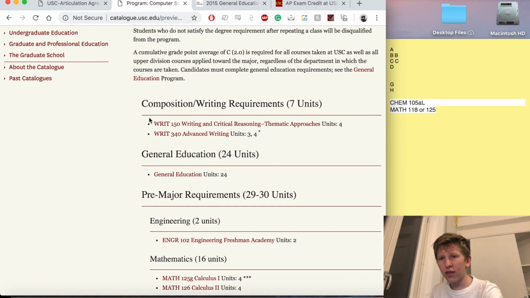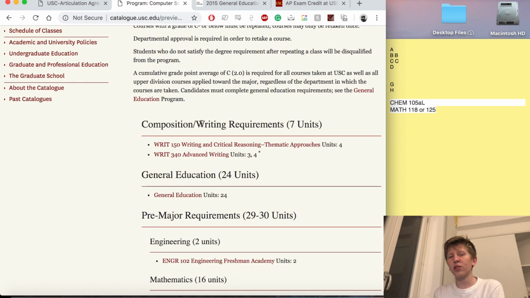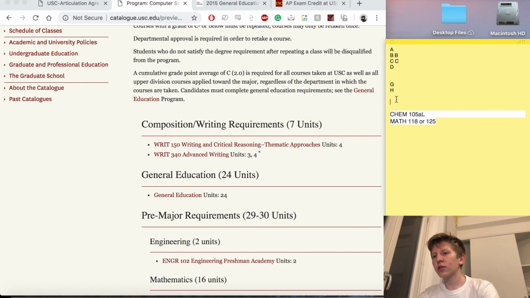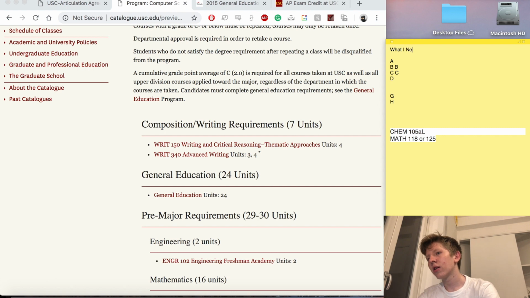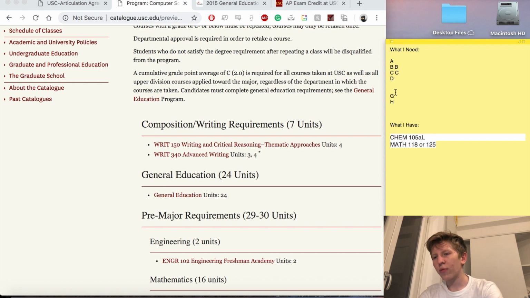So one of the main things that they suggested taking, which is not necessarily considered general education, but is a requirement for all majors, is composition and writing. So it's called RIT 150. I'm gonna separate this into two things: what I need, what I have. So I'm going to add to this list, what do I need? I want to take RIT 150.